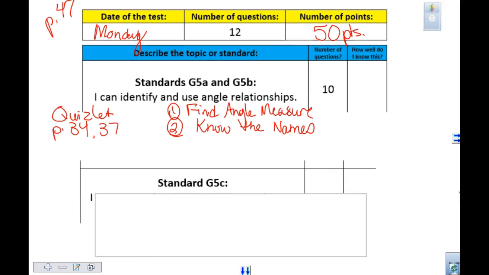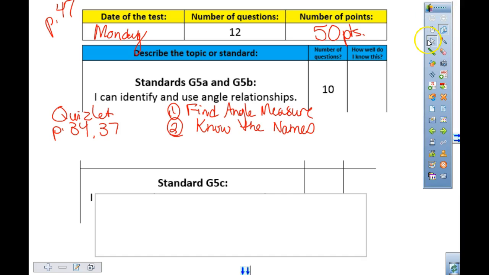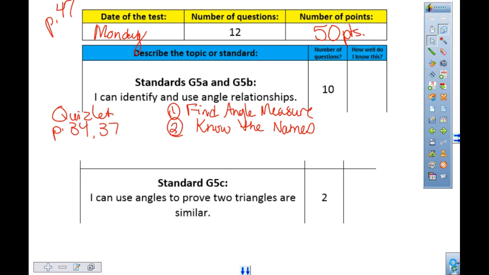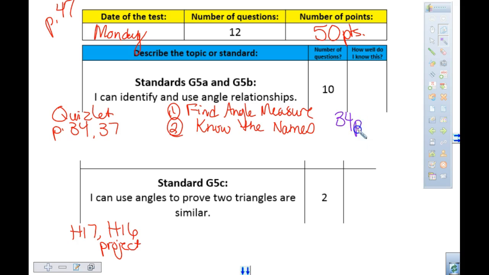The second standard that we are really going to be focusing on on your test is what we just did on H18. You have to prove that the two triangles are similar. So this was your H17, this was H16, this was the project that we just did. All of those are leading you into how you show that two triangles are similar. This first standard up here, 10 questions, was 34 points. The second one is 16 points. Each one is worth 8 points.